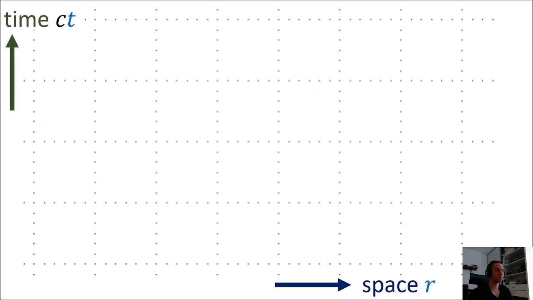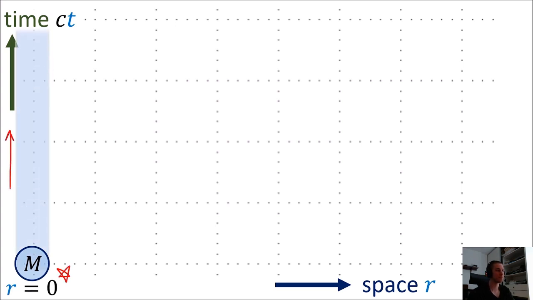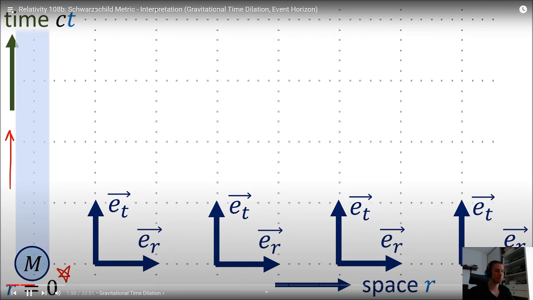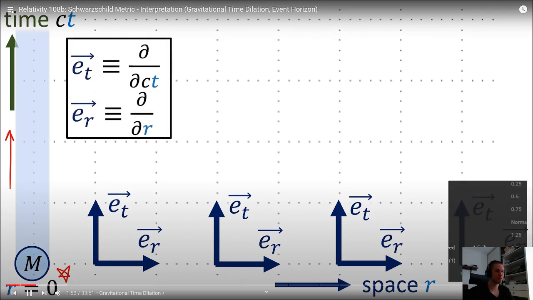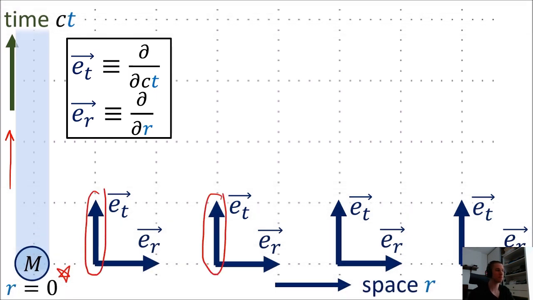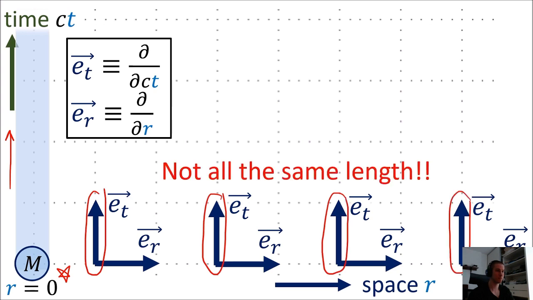On a spacetime diagram, the center of the mass would be located at r equals 0 as it moves through time, where time points upward on the spacetime diagram. Given these coordinate lines for ct and r, the tangent vectors along these lines would give us the basis vectors e_t and e_r, which are the partial derivatives with respect to the ct and r coordinates, respectively. Now, looking at this spacetime diagram with our eyes, we might assume that all these time basis vectors are the same length, but that's actually not true.